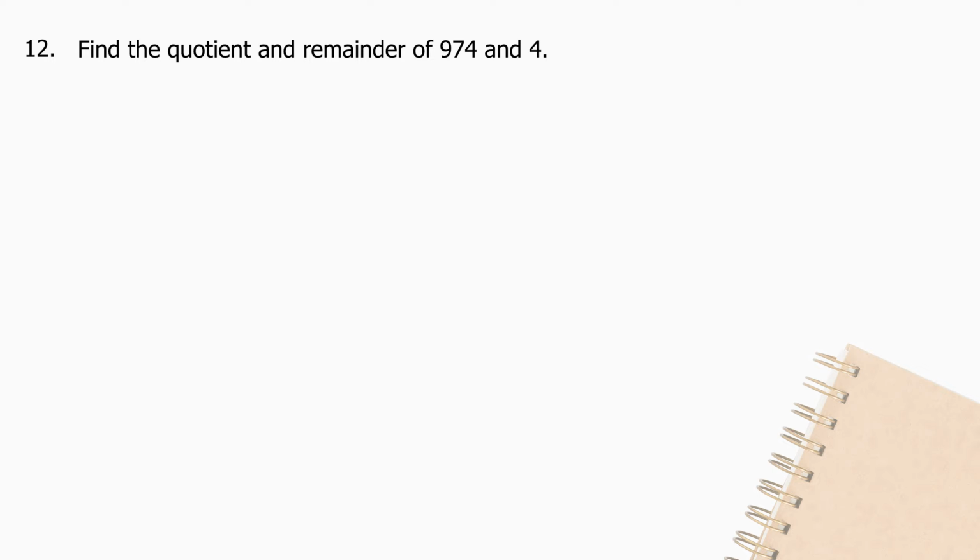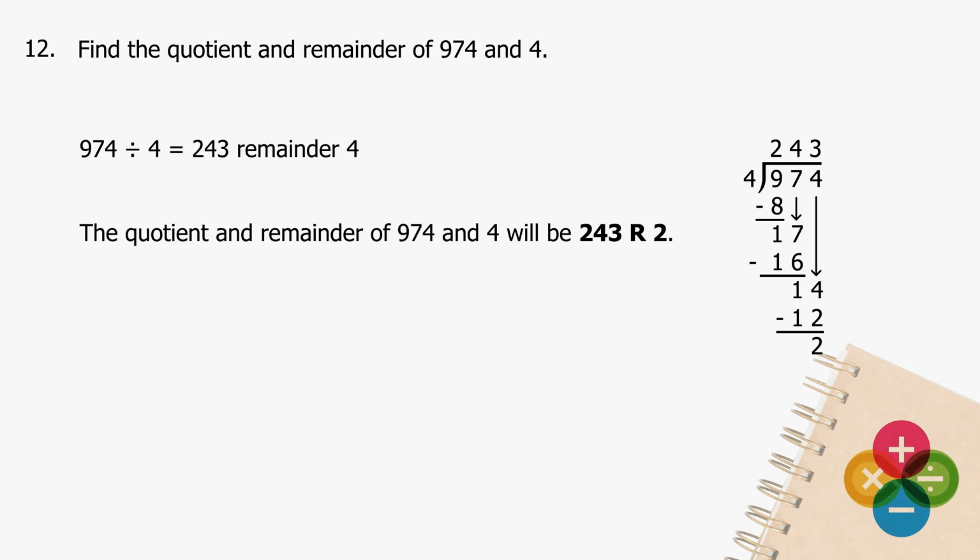Question 12. Find the quotient and remainder of 974 and 4. The quotient and remainder of 974 and 4 will be divide 974 by 4, and the quotient is 243. Remainder 2. The quotient and remainder of 974 and 4 will be 243, remainder 2.